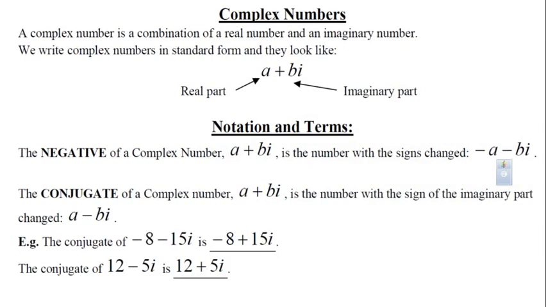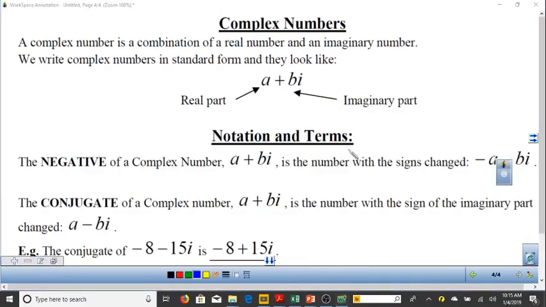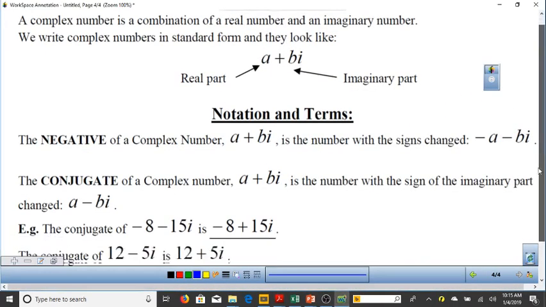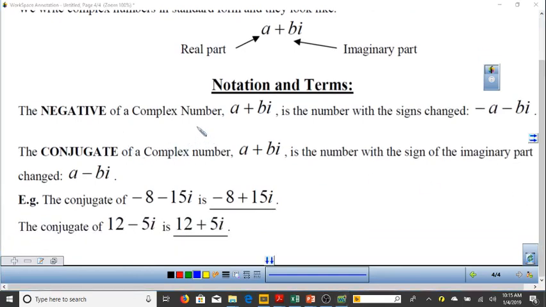Now, let's get into complex numbers in more detail here. As we said before, complex numbers are made up of two parts, a real part and an imaginary part. The negative of a complex number is simply changing all the signs, making all of them the opposite. For example, the negative of 5 minus 9i is negative 5 plus 9i. You change both signs.